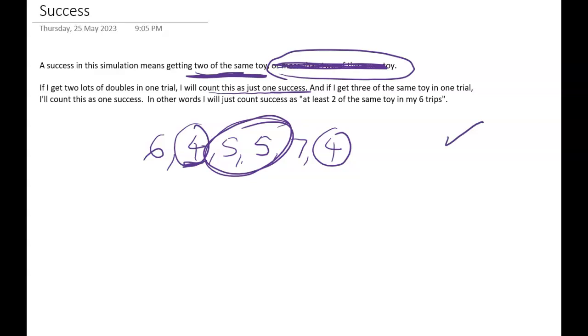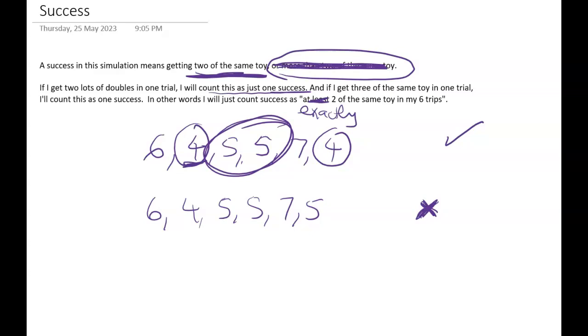If I get 3 of the same toy, suppose I get 6, 4, if I get that, I've decided that I'm actually going to count that as not a success in this case, right? Because I haven't been asked about 2 or more, haven't been asked about 3, I've just been asked about 2. I could do a follow-up thing from my table and work out how many 3s I had, but we'll keep it separate. Okay, so I'm counting success as exactly 2 of the same toy in my 6 trips.